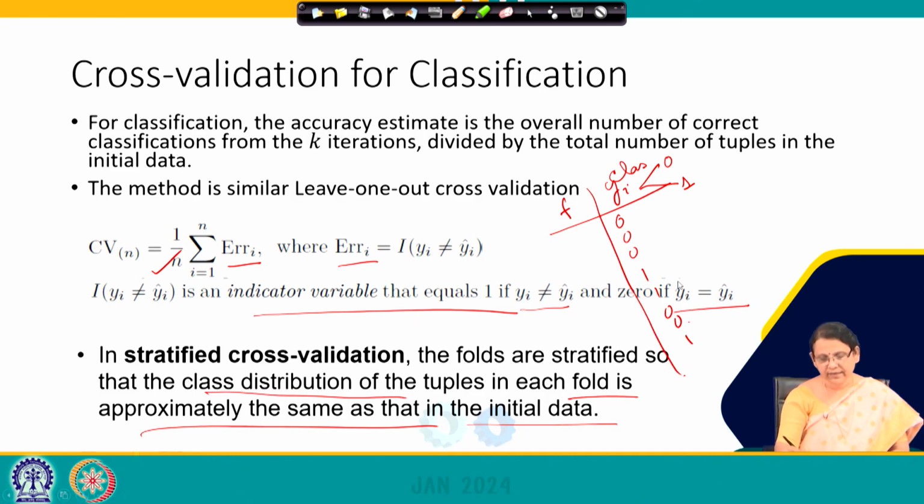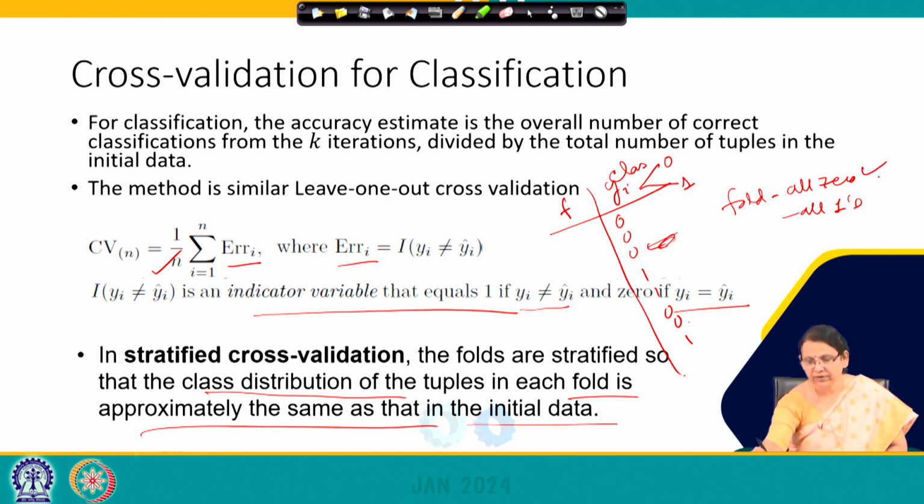So under this setting, while making these folds, it may so happen that all the zeros go together, so you have a fold of all zeros and another fold with all ones. So this is not a good idea. What classification will you be carrying out, because here every element is the same? So what will you do?